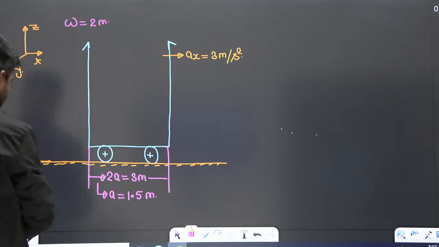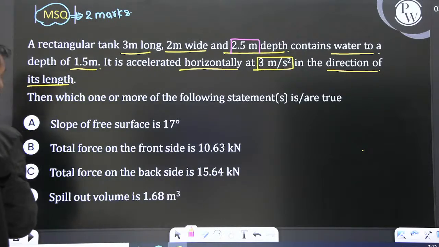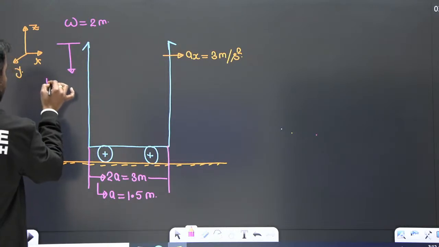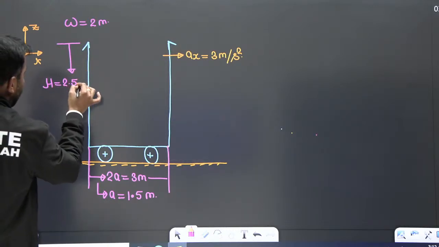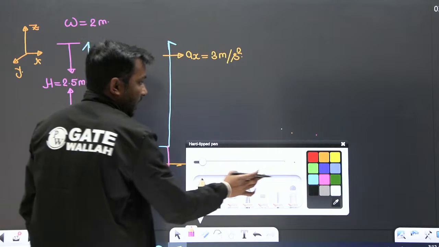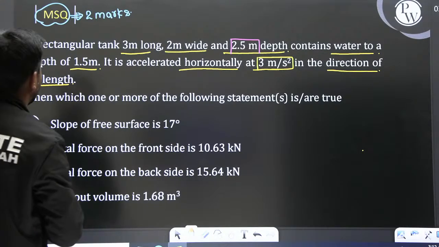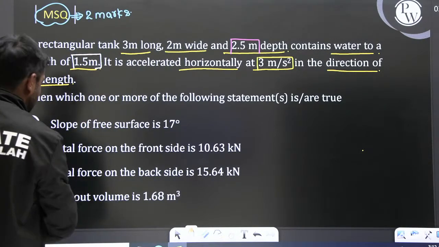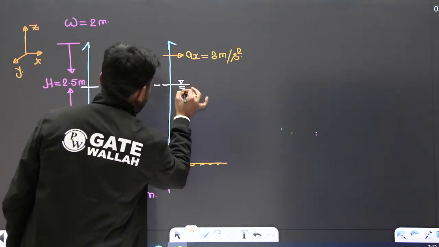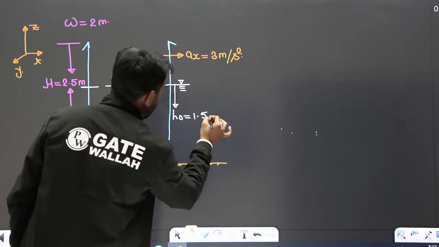And what about the height? The height of the tank, or you can say depth of the tank, is given as 2.5 meter. Clear? And initially the water is filled up to the height of 1.5 meter. So let me take this as the initial depth of the water, and we have assumed that this is H0. So this one is 1.5.